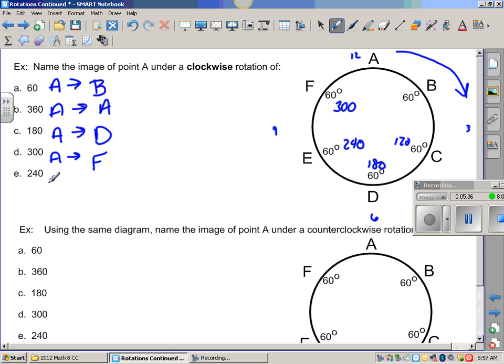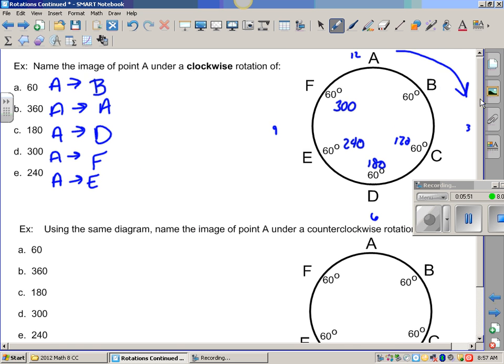And last but not least, 240. Well, we've already got that marked. If I start at A and I go 180, which is halfway around the circle, plus another 60 would bring me right to 240, which would be E. So those are my rotations going clockwise.